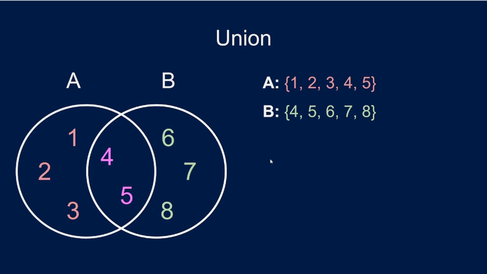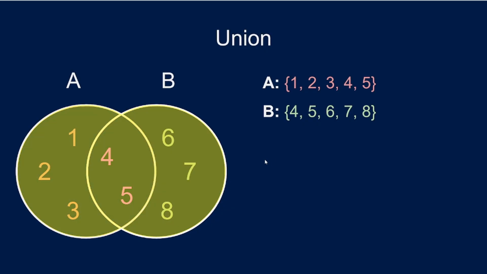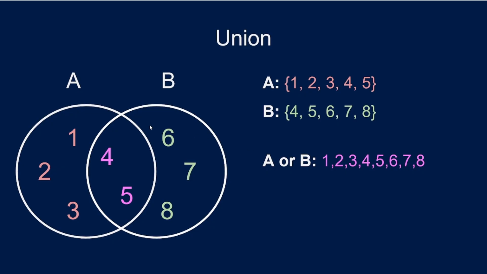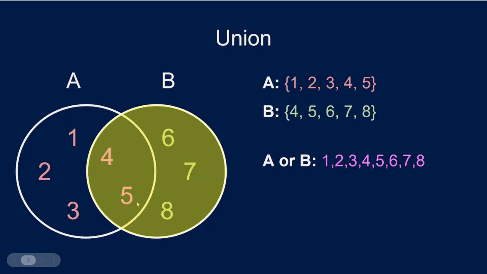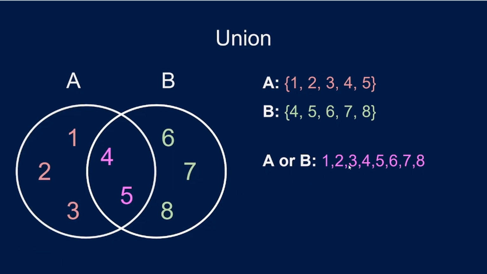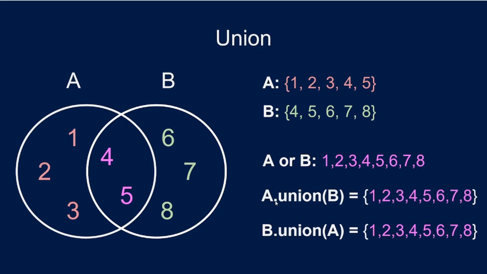Let's now look at the union method. This method returns the joining of both sets A and B. You can think of this as an OR statement, where if it's in either A or if it's in B, it will be in the return set. This means that the property is commutative, where A union B is the same as B union A.